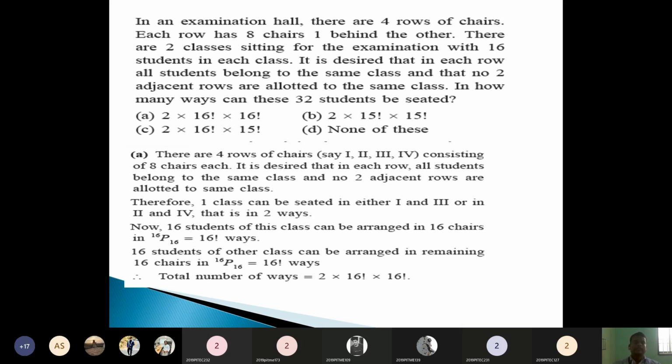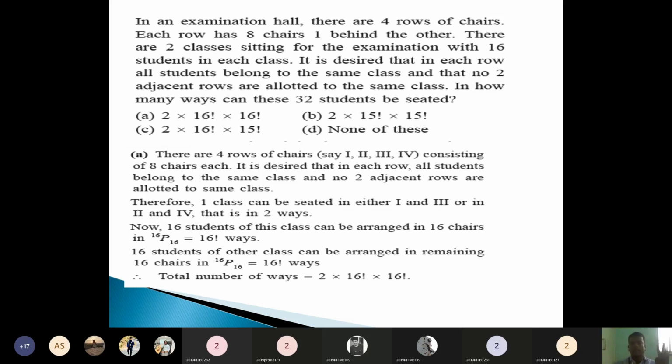Okay, this one is a big problem. In an examination hall, there are 4 rows of chairs. Each row has 8 chairs, one behind the other. There are 2 classes sitting for the examination with 16 students in each class. It is desired that in each row, all students belong to the same class, and that no two adjacent rows are allotted to the same class. In how many ways can these 32 students be seated?